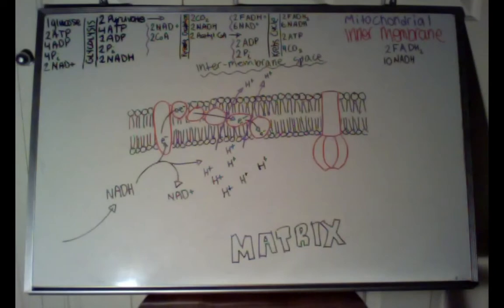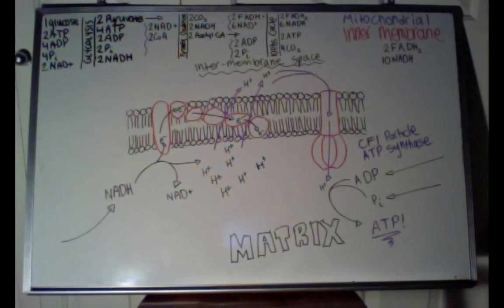So what do we do? Well, we have this thing here. This is known as our CF1 particle, or ATP synthase. And these hydrogen protons can only get back into the matrix through this particle. So, as the hydrogen protons move back through, they transfer their energy into an ADP and an inorganic phosphate. And these two here react and form an ATP. But if our hydrogen proton were to just be released back into the matrix, we wouldn't have much of a stream here.